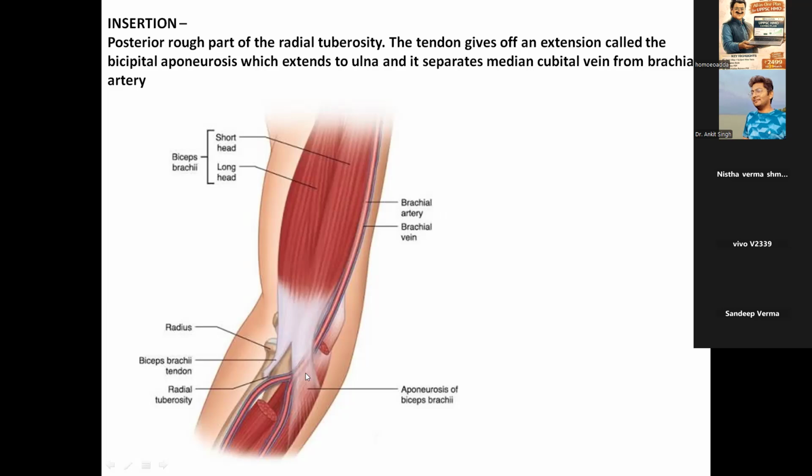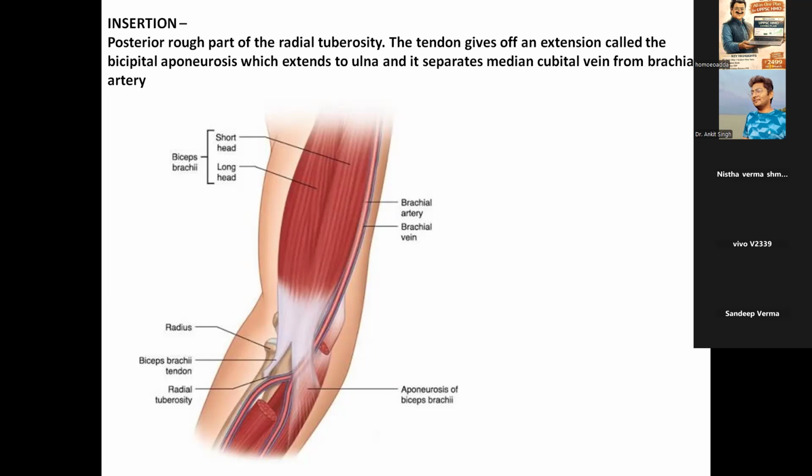अब ये बाइसिपिटल एपोन्यूरोसिस का क्या काम है? बाइसिपिटल एपोन्यूरोसिस का ये इंपॉर्टेंस है कि यहाँ पर दो स्ट्रक्चर बहुत ही नजदीक में से जाते हैं. एक तो ब्रेकियल आर्टरी एंड सेकंड दैट इज अ मीडियन क्यूबाइटल वेन. So bicipital aponeurosis intervenes in between the brachial artery and median cubital vein, separating both the structures. ठीक है. So that is the importance of bicipital aponeurosis.